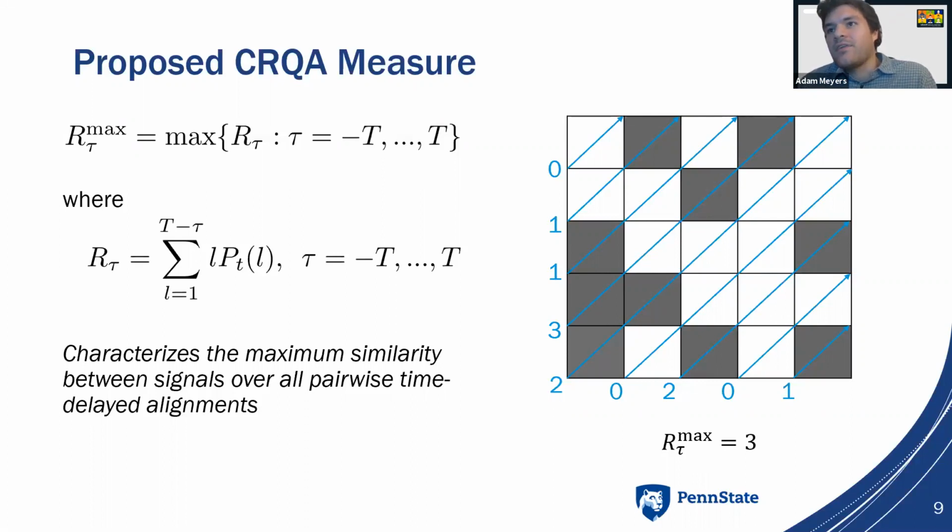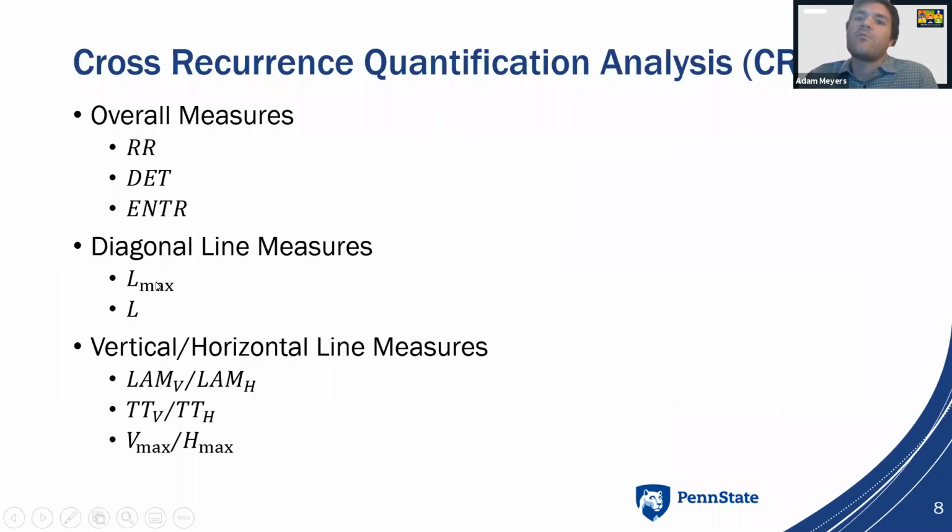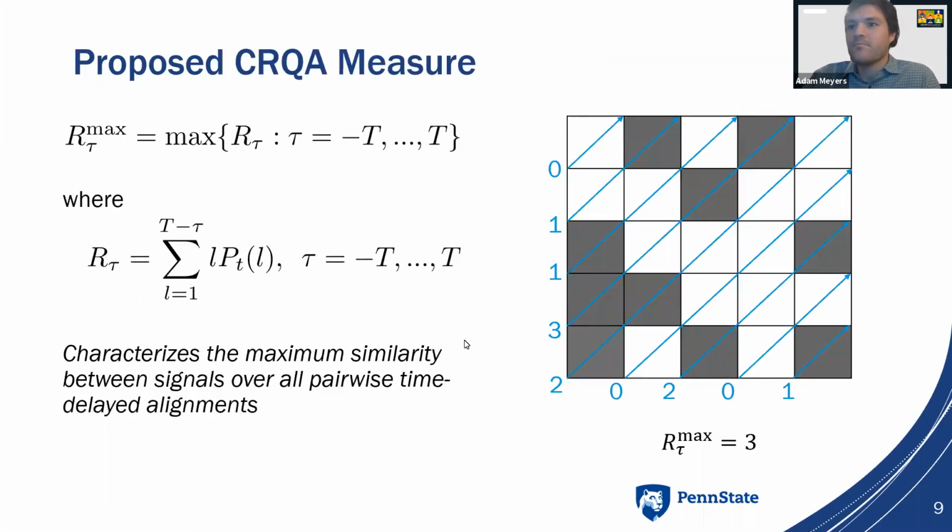What this does is it helps us to characterize the maximum similarity between signals, over all pairwise time-delayed alignments. This is in contrast to, say, L max, which is a previous one. This is the length of the longest diagonal line in the cross-recurrence plot. So the length of the longest diagonal line is actually 2 in this case. It occurs here, and it also occurs here. But in our case, we don't have to have them consecutive. They don't have to be subsequently occurring recurrence points. As long as they belong to the same diagonal, then we count them. So again, this characterizes maximum similarity between signals.